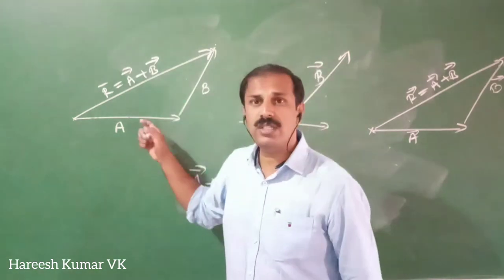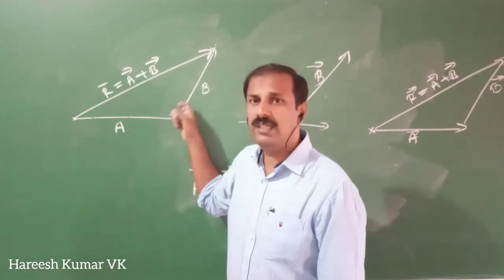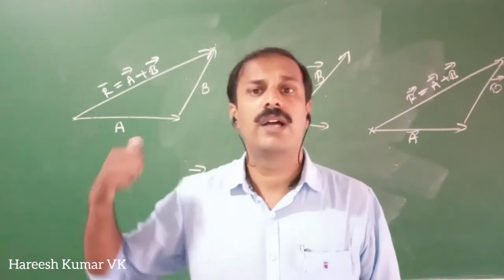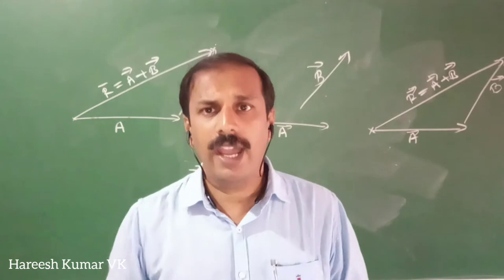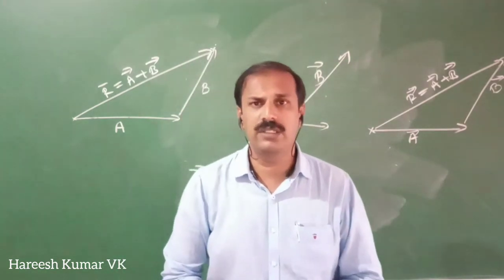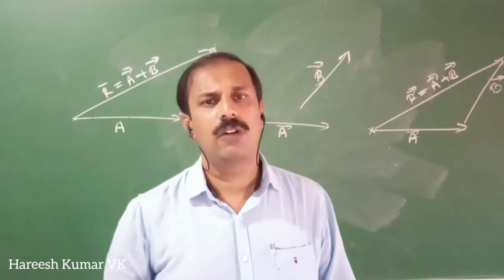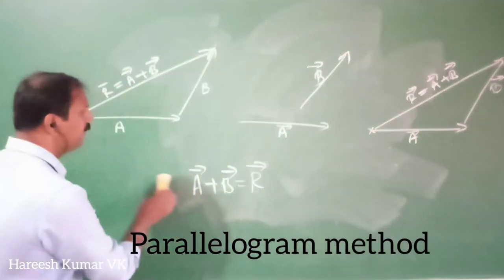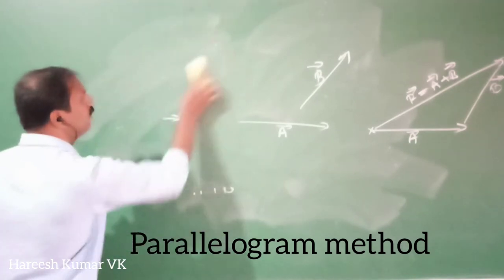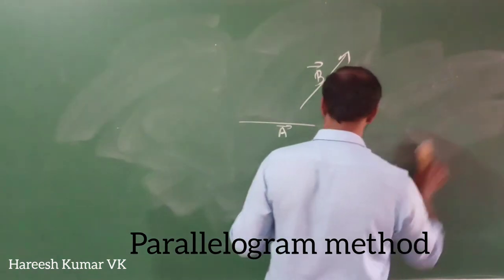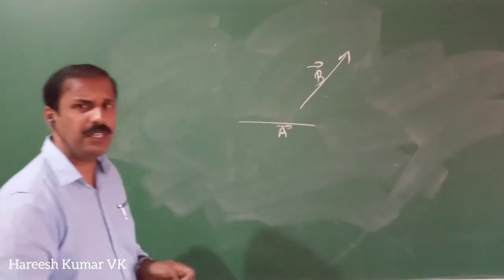But when you are using the geometrical method, when you are taking the addition, we can use the triangle method of adding vectors. And we have another method also, which is called the parallelogram method. In the parallelogram method, it is similar to this one only. You have two vectors like this, A and B. Same method you have to do.